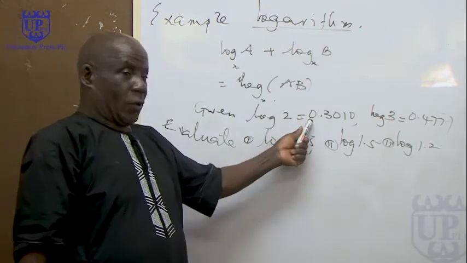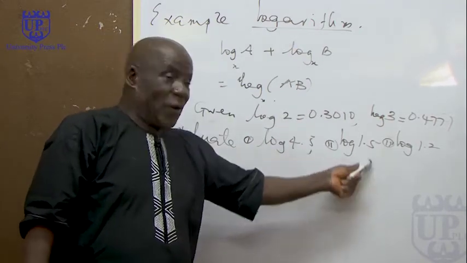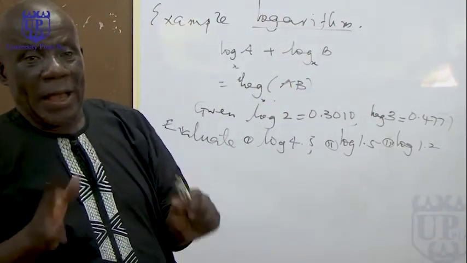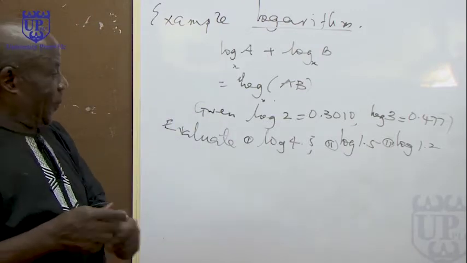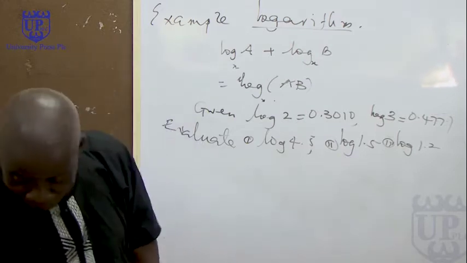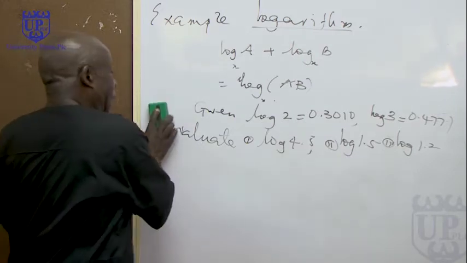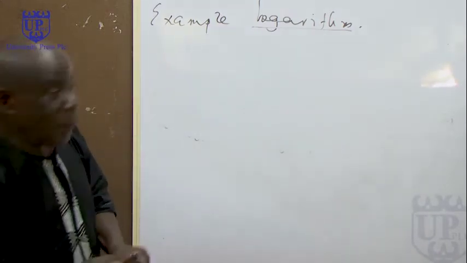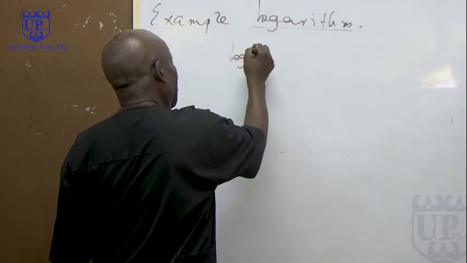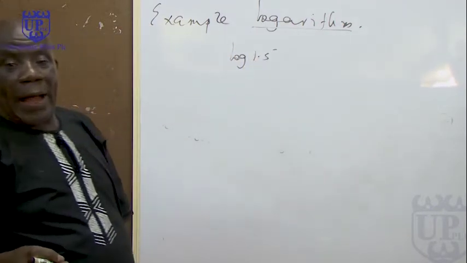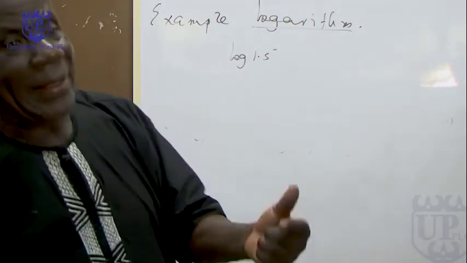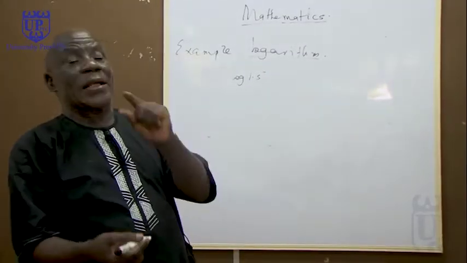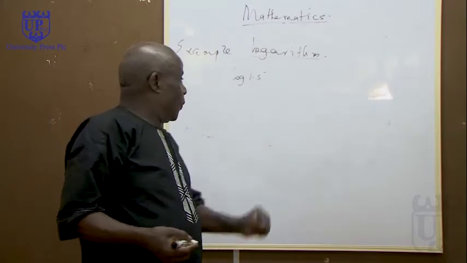Now you are given log 2 and log 3. 5 is here, 5 is here. Please take off your mind from log of 5. Let me do log of 1.5. Logarithm of 1.5. Now 5 is here. Don't think 1.5 is 15 over 10 and 15 is 3 times 5. You are not given log 5, so keep off your mind from 5.